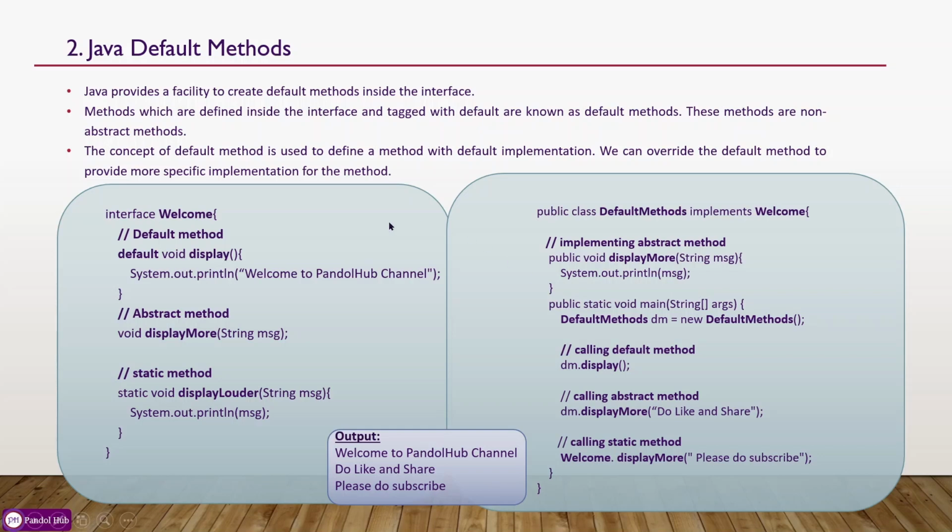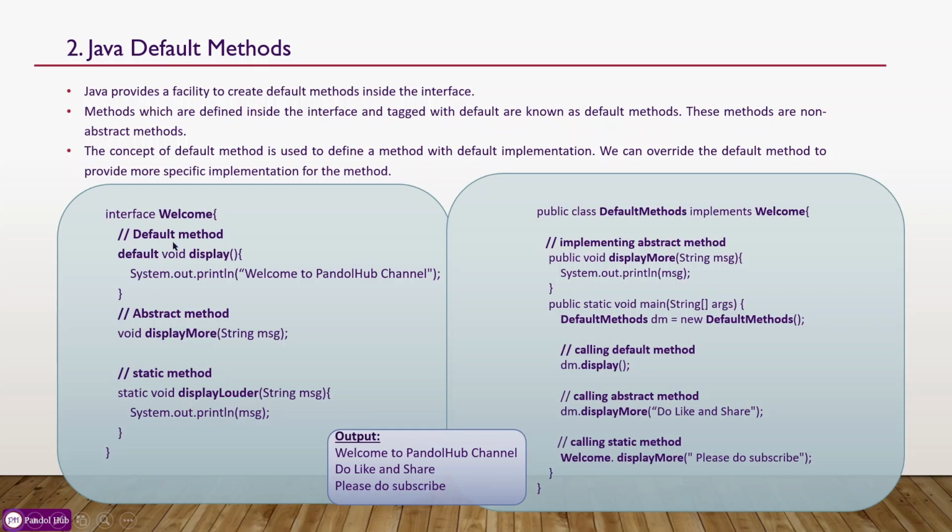So let's look at this example right now. You have an interface welcome. Here you have the default method, default void display. As I rightly said, the default method should have its implementation here, and I just have a sysout statement here. The second one is an abstract method, where it doesn't have a method definition; it just has the method declaration. And you have a static method, which has the implementation part here also. It also just has a sysout message. A static method has a class level scope.